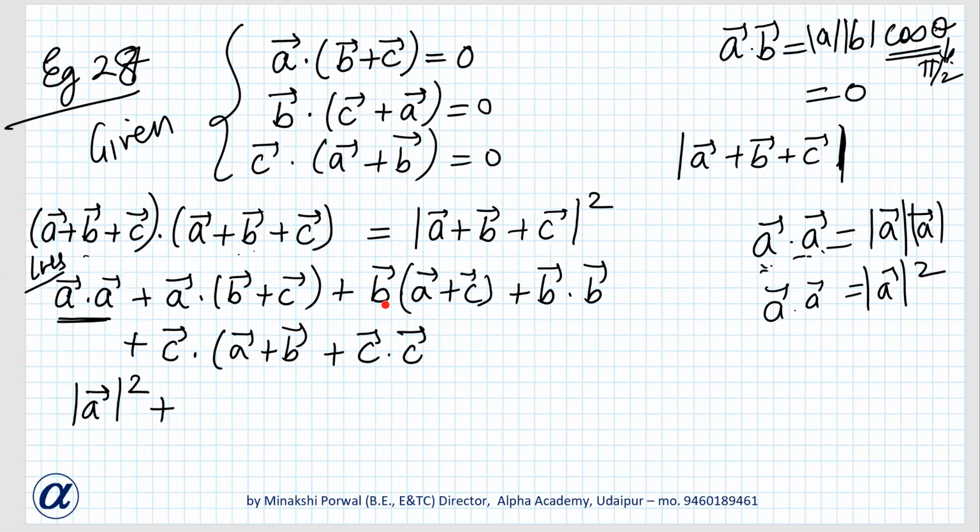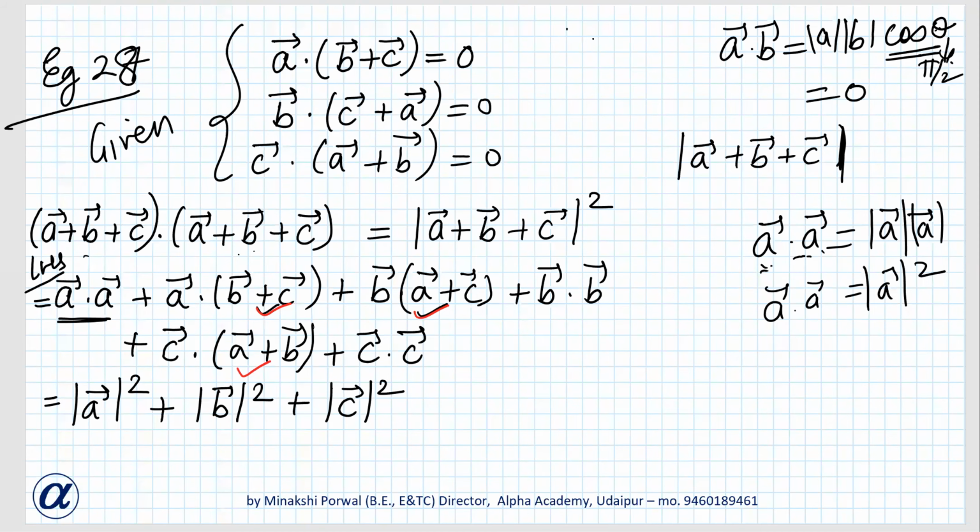B dot C plus A, this is also 0. C dot A plus B, this is also 0. So these three are 0. B dot B is mod of B square, and C dot C is mod of C square. Is it clear till here? Yes, ma'am.